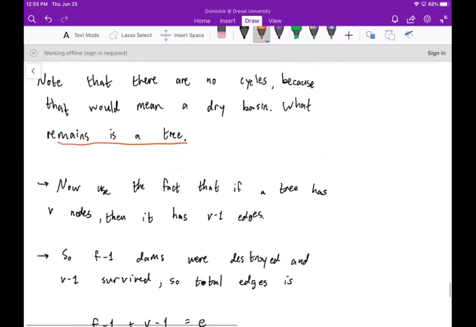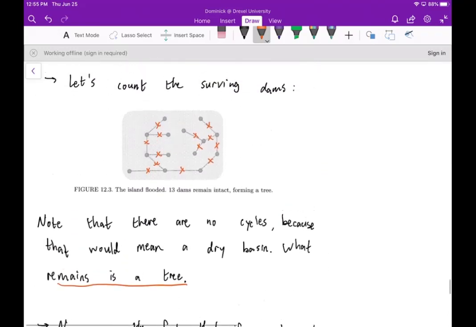Okay, so now that we have a tree that's left over, we're going to use the fact that if a tree has V nodes, then it has V-1 edges, right? So in this case, 13 dams remain, and it looks like we have, let's see how many nodes, 1, 2, 3, 4, 5, 6, 7, 8, 9, 10, 11, 12, 13, 14, right?